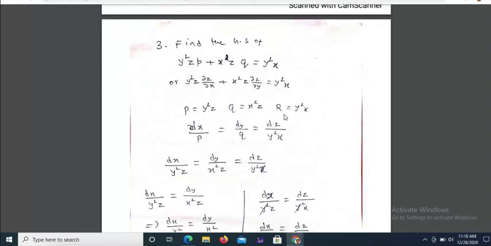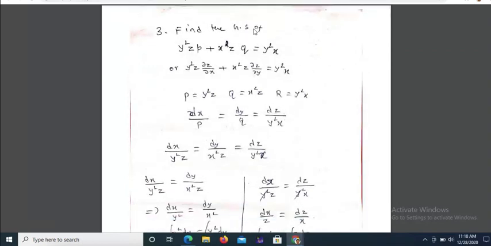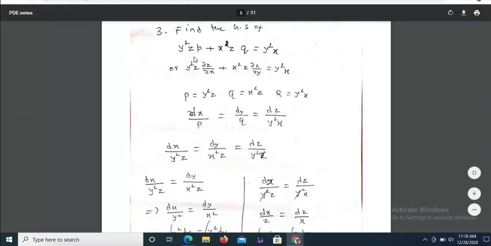Let's come to the third problem now. So find the general solution of y square z p plus x square z q equals y square x. So P is y square z, Q is x square z, R is y square x. Okay, so the auxiliary equation is dx by P, dy by Q equal to dz by R.